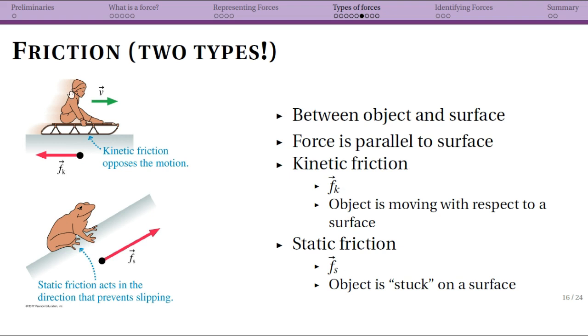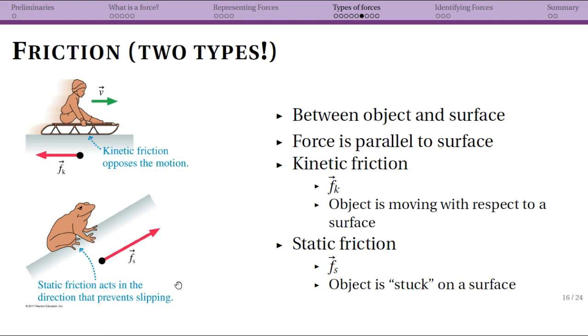So kinetic friction opposes the motion. You have an object that is sliding against your surface. Kinetic friction opposes the motion, i.e. it slows it down. Static friction is when an object is stuck on a surface, and it doesn't mean stuck with glue, it actually means in a way stuck due to the friction, and it prevents the object from sliding.